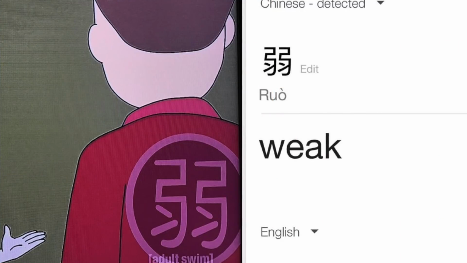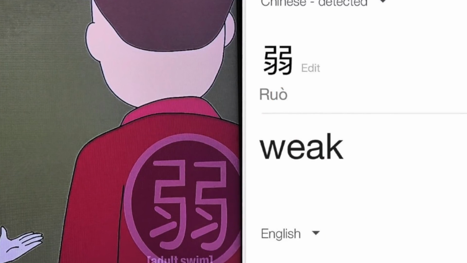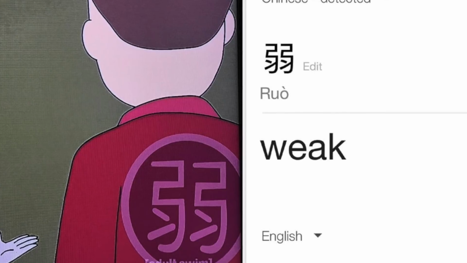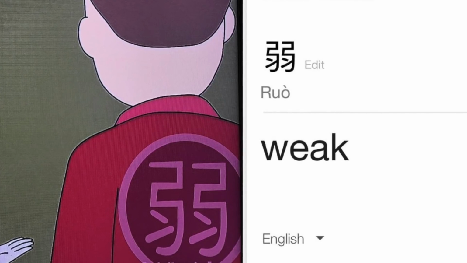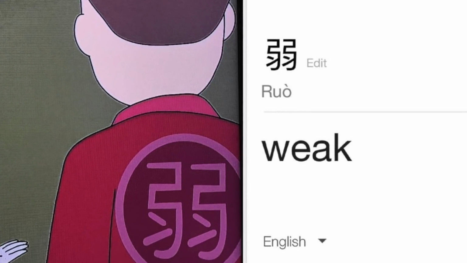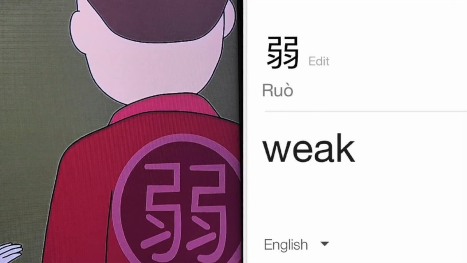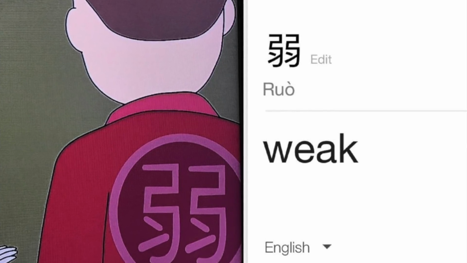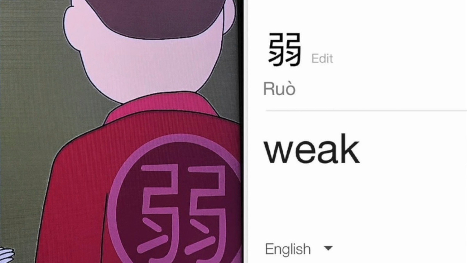Next up is this robe Jerry is wearing. Now there is a symbol in Japanese on the back, and it's loosely translated to mean weak. So it fits perfectly with Jerry's character model. He's a meek, weak person, and it's a pretty cool thing they threw in there.